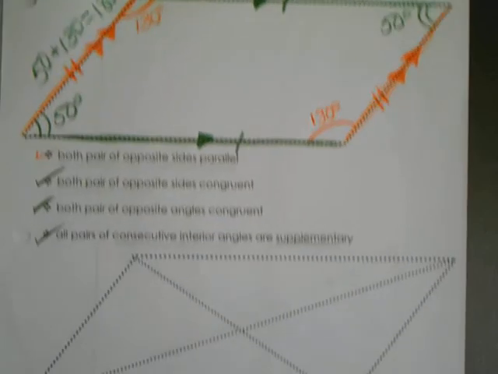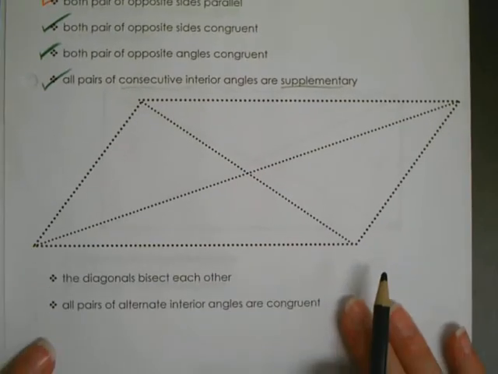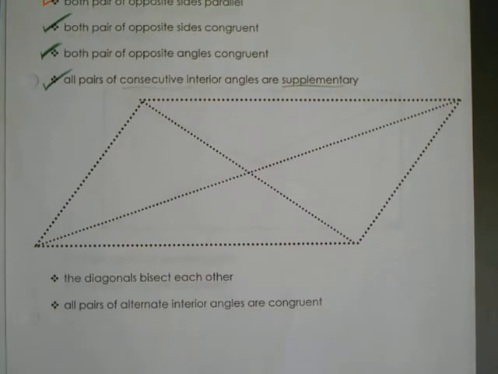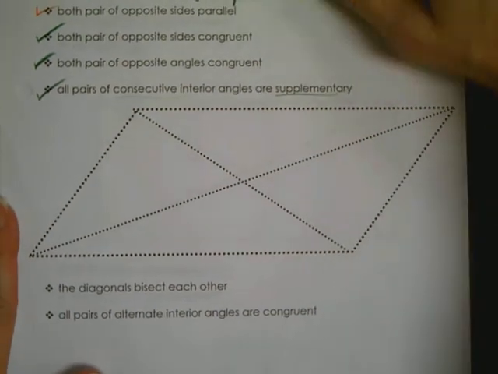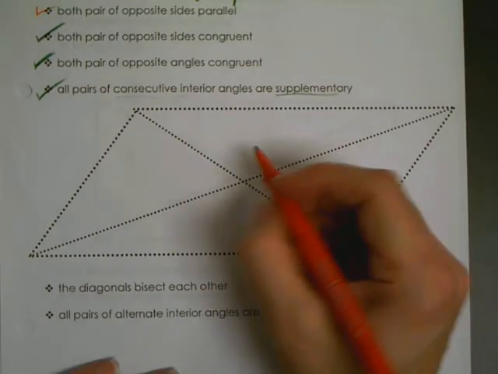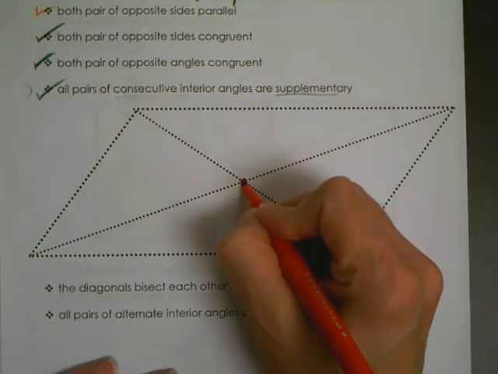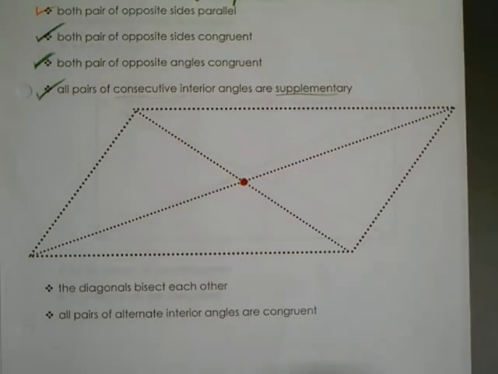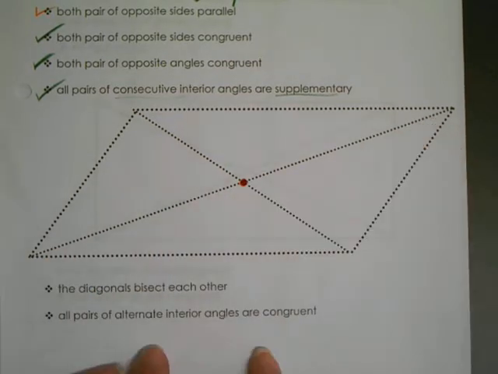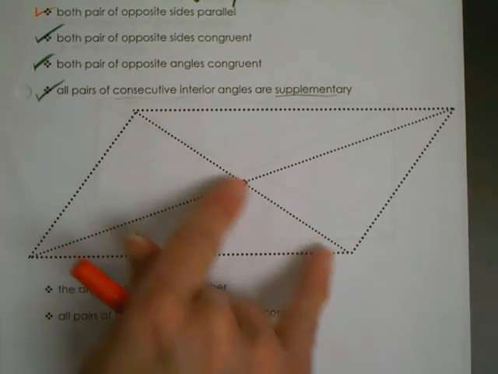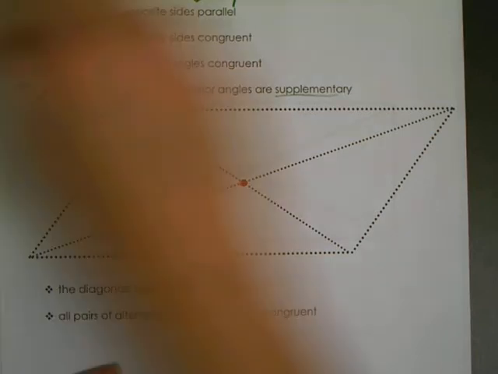So I'm going to scooch on down, look at the next one. All right, ooh, we've got some diagonals written in this one. And it says the diagonals bisect each other. So what I'm going to do is make a little point right here in the center. And this little point would be considered a midpoint, because each one of these segments is congruent to the other. That's what we mean by bisecting.